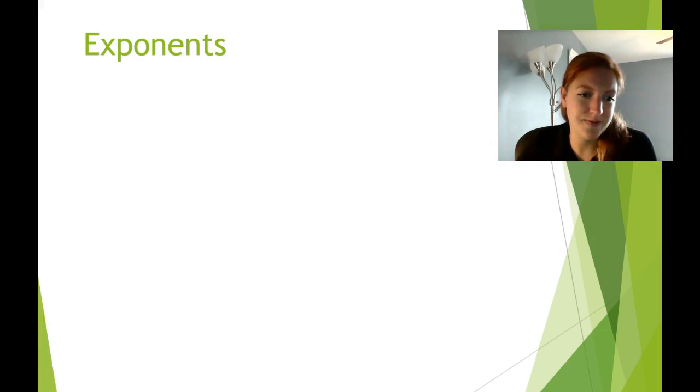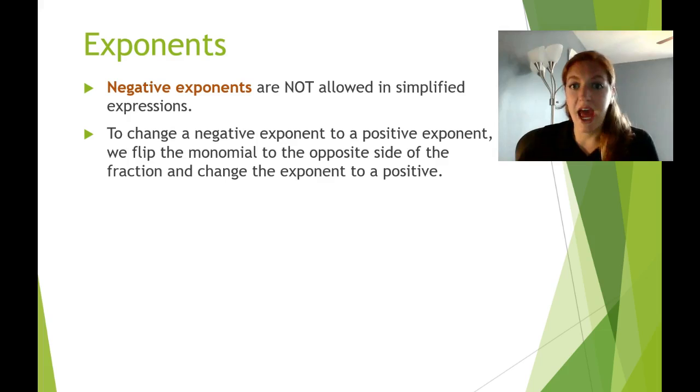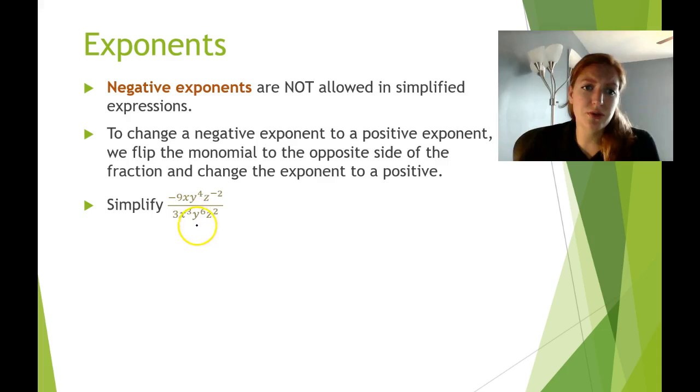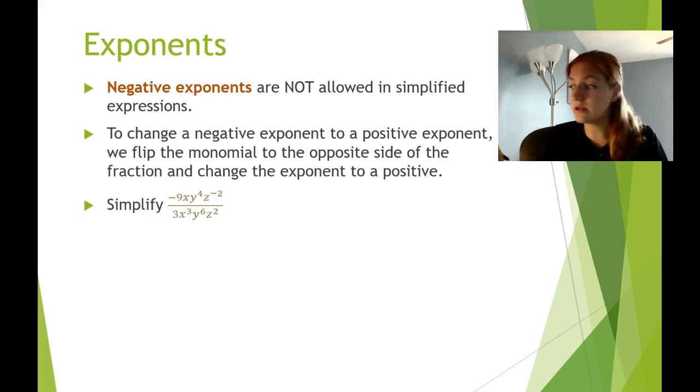Who knew? Okay. Now, we just talked about how negative exponents aren't allowed, and you just move it to the opposite side. Let's go ahead and do one more practice problem where we have negative 9x y to the fourth z to the negative second over 3x cubed y to the sixth z to the second. Whew. That's a lot going on there. So where do we even start? Usually that's the question that I get asked the most.